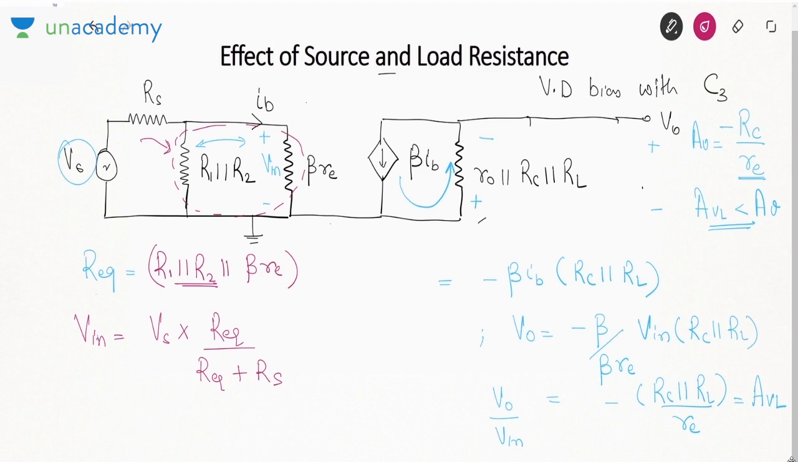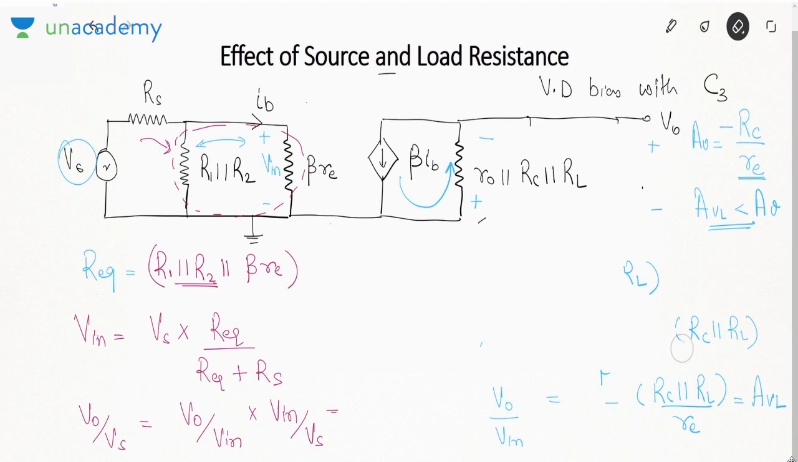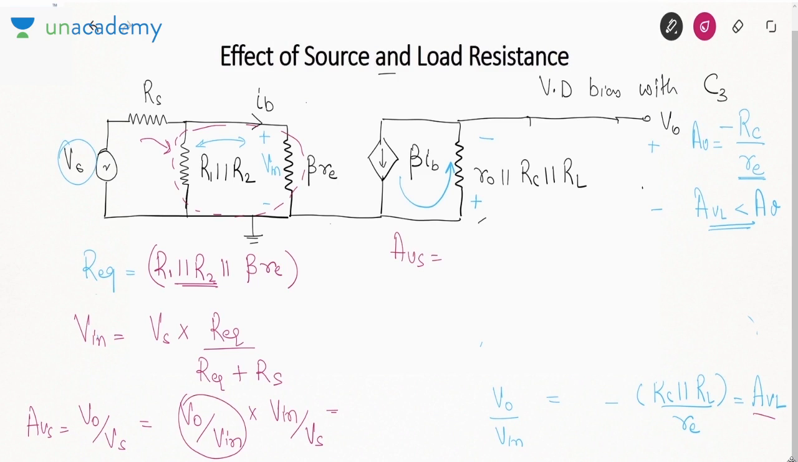So if you want to find out V0 by Vs, you will write V0 by Vin into Vin by Vs. V0 by Vin is how much? That we are writing as AVL. So V0 by Vs is called AVS, that is considering the source resistance. So V0 by Vs is AVL into Vin by Vs, which is R equivalent by R equivalent plus RS. Now this factor is less than 1. So this value is less than AVL.